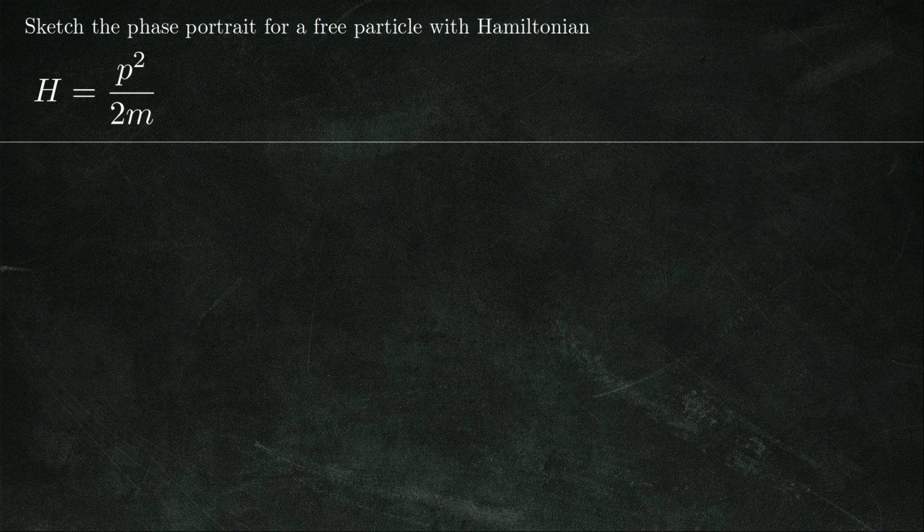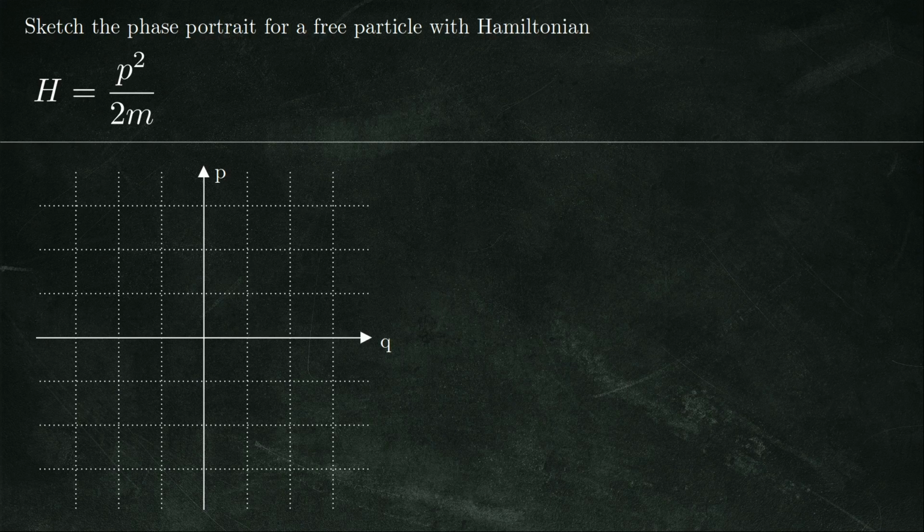Okay, so let's see an example of this. Let's sketch what's called the phase portrait for a free particle with this Hamiltonian. And I haven't said what a phase portrait is yet. A phase portrait is just the vector field and a couple of useful or standard trajectories drawn on top. So in order to sketch this, firstly we need to have our phase space, and I've included a grid there just to make sketching a bit easier.